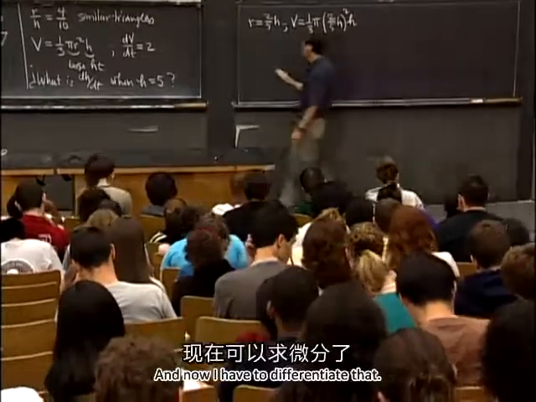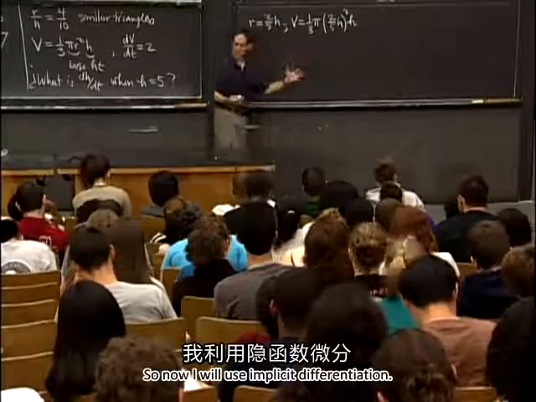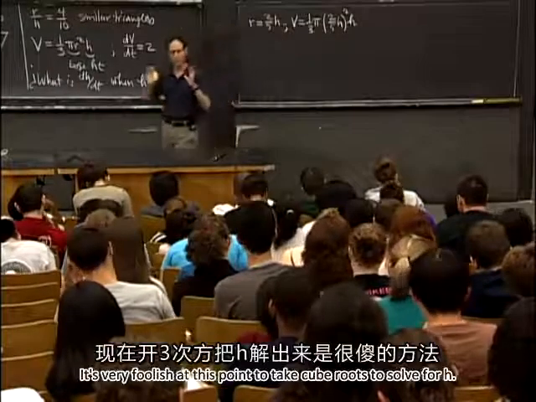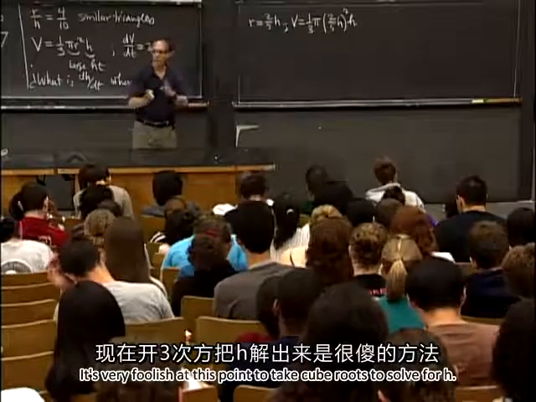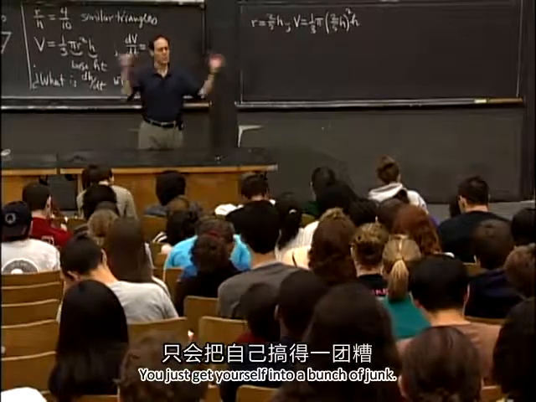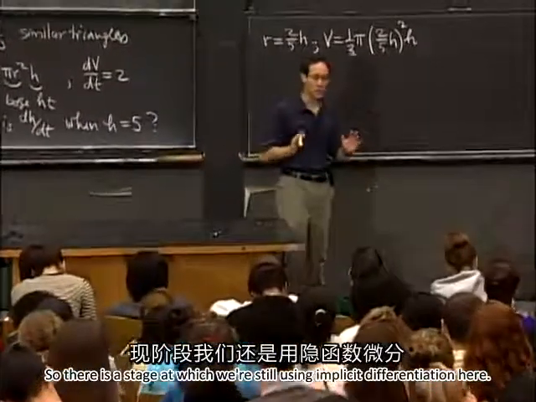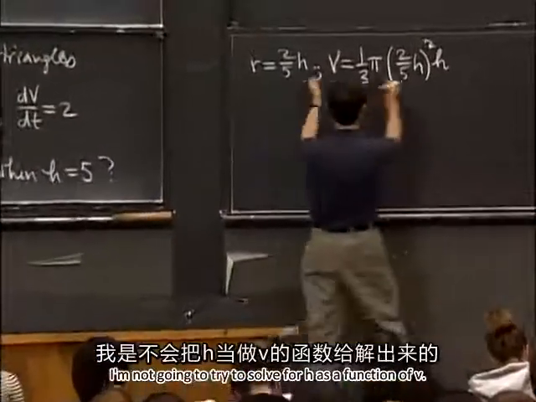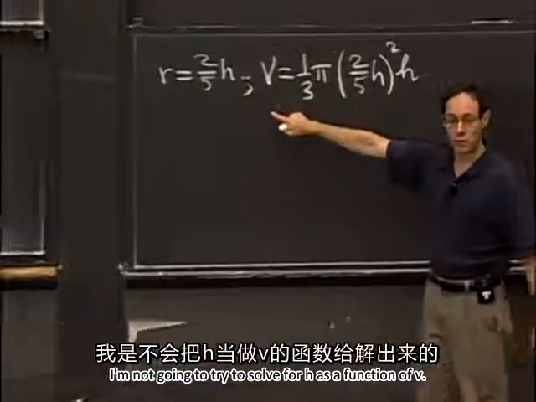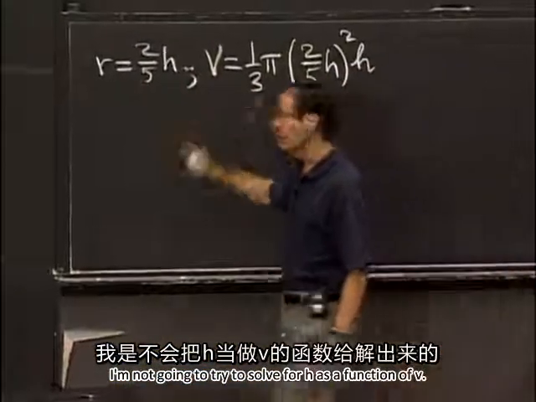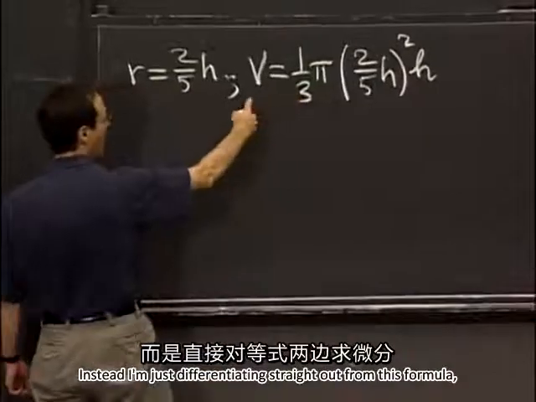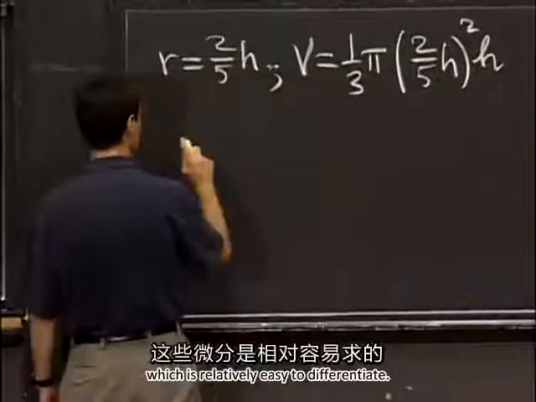And now I have to differentiate that. So now I will use implicit differentiation. It's very foolish at this point to take cube roots and to solve for h. You just get yourself into a bunch of junk. So there is a stage at which we're still using implicit differentiation here. I'm not going to try to solve for h as a function of v. Instead, I'm just differentiating straight out from this formula, which is relatively easy to differentiate.